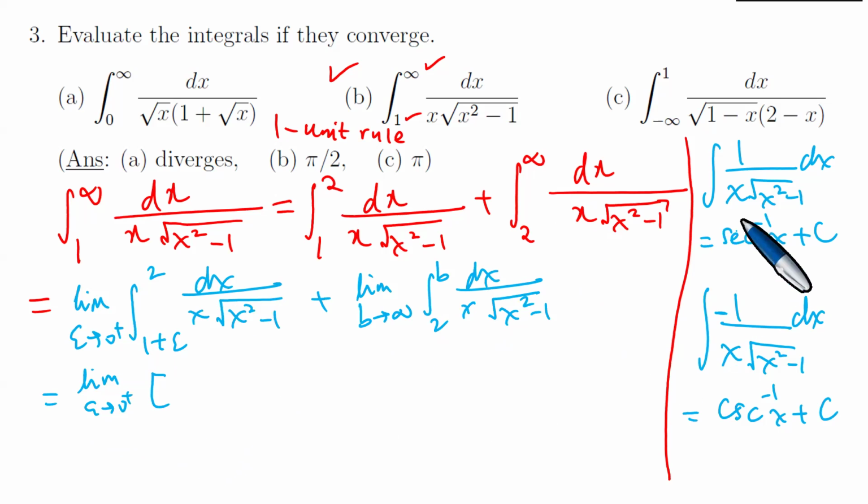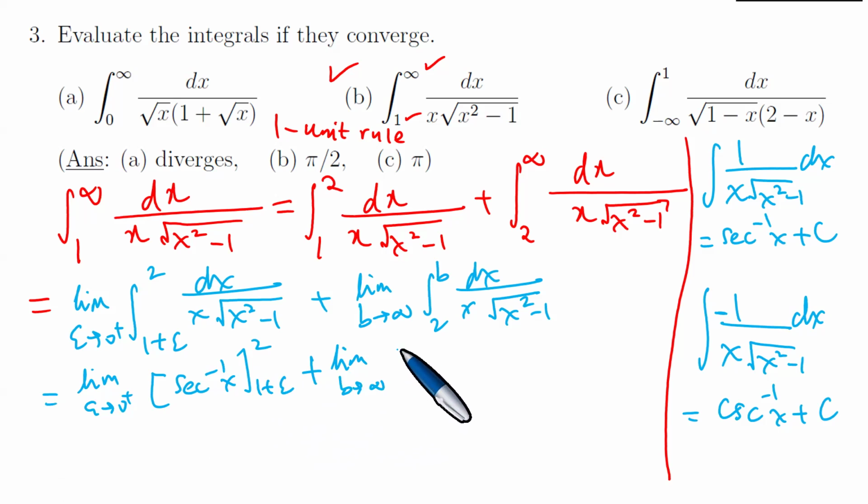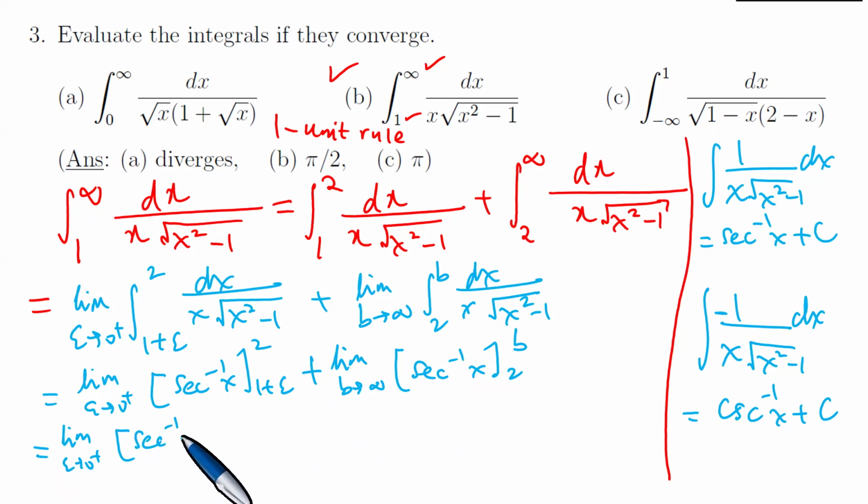So we have the limit as epsilon approaches 0 from the right. This integral you already know, there's a plus associated with it, so you have the arc secant of x, evaluated from 1 plus epsilon to 2, and B approaches infinity, from 2 to infinity. Which is arc secant of 2, which is B.